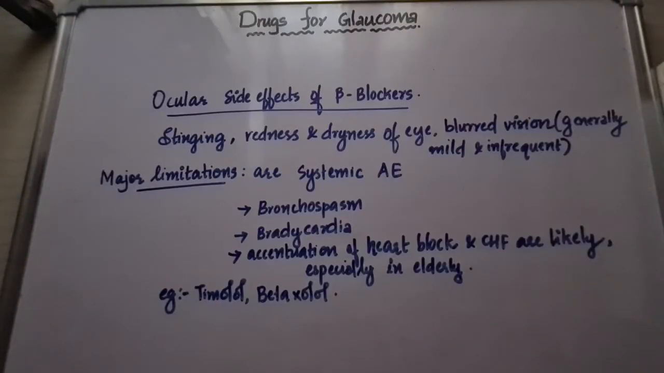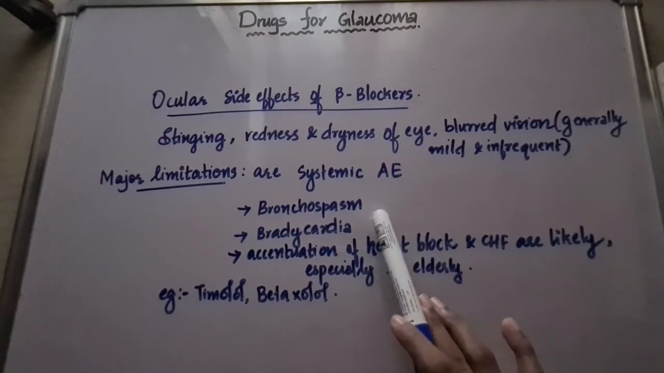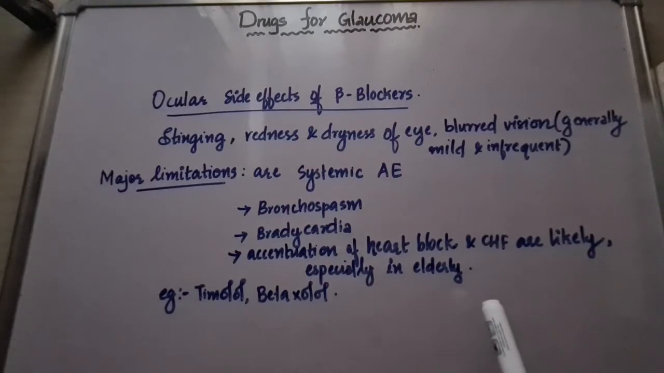Now let us see the ocular side effects of beta blockers. They are stinging, redness and dryness of the eye, and blurred vision, which is generally mild and infrequent. The major limitation of beta blockers is their systemic adverse events like bronchospasm and bradycardia, and they also accentuate heart block and CHF, especially in the elderly. Examples of beta blockers are timolol and betaxolol. In fact, all adverse events and contraindications of systemic beta blocker therapy apply to topical beta blockers as well.